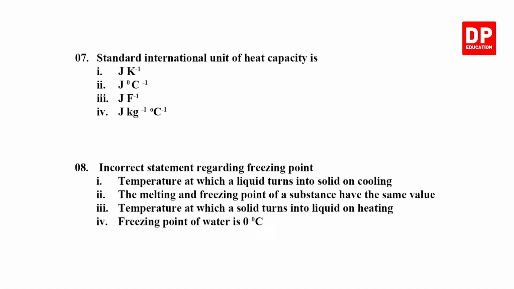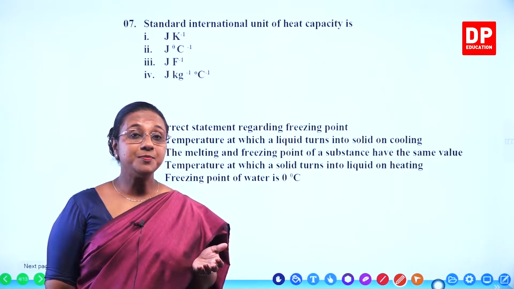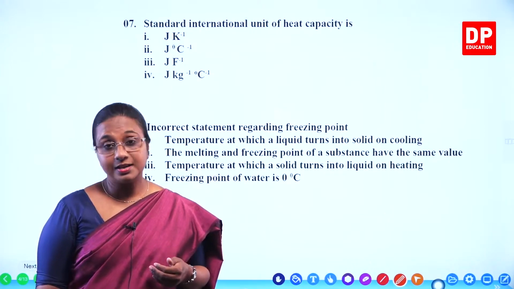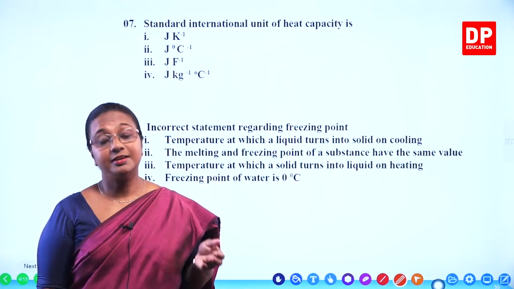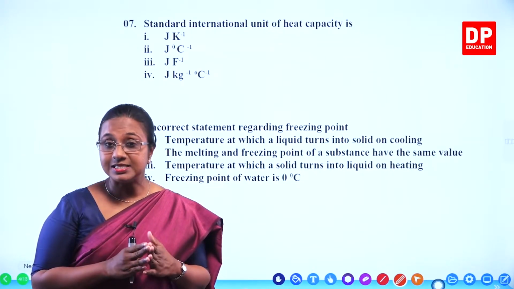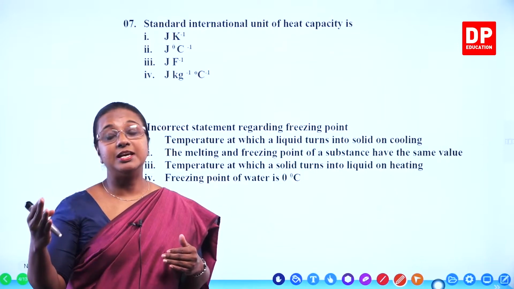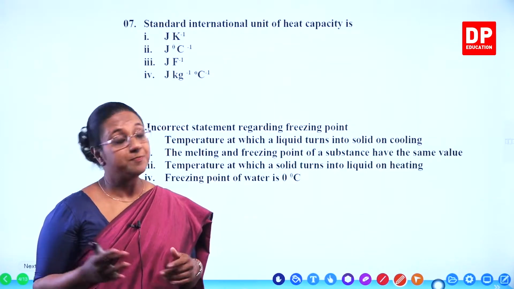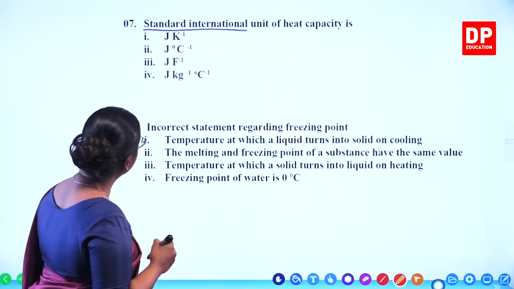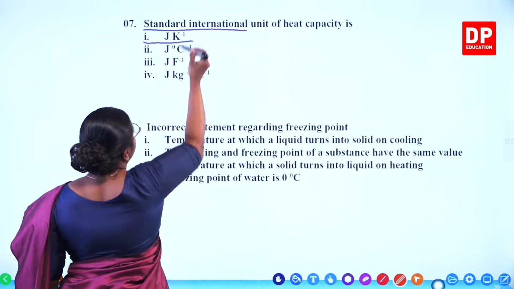Question number 7. The standard international unit of heat capacity. What is heat capacity? The amount of heat required to increase the temperature of a certain substance by 1 unit temperature. So, the amount of heat per unit temperature. That is the unit of heat capacity. So, it has to be joules per degree Celsius or joules per Kelvin. But here, they have asked us to select the standard international unit of heat capacity. So, that has to be joules per Kelvin. This is the standard unit.